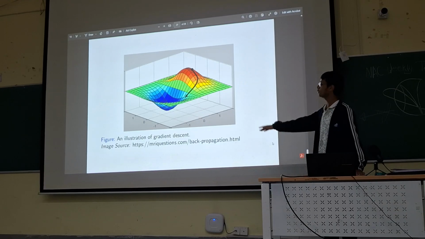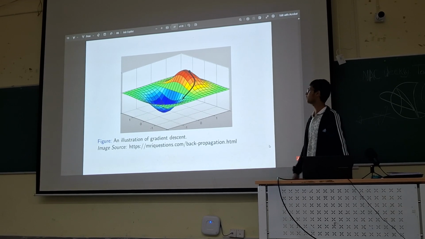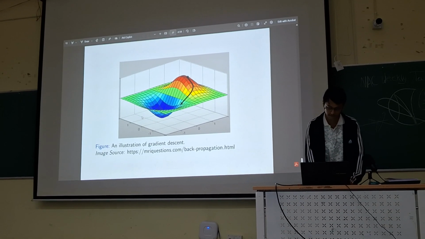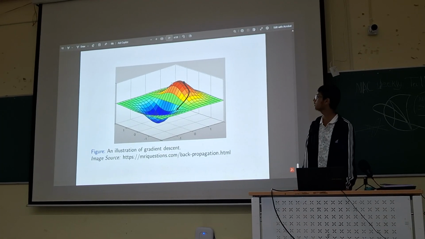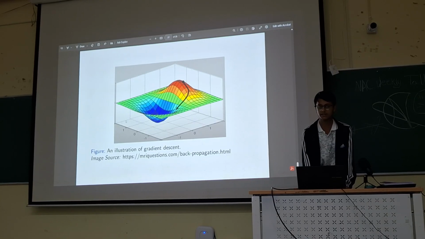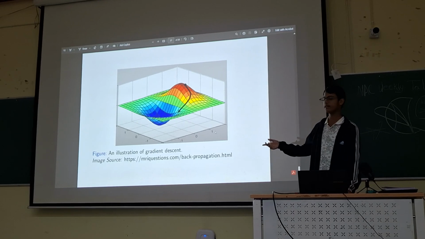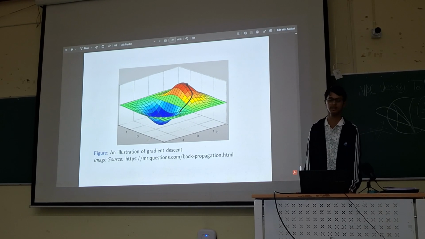Here is a more graphical representation of gradient descent. What you see here is that the z-axis represents the value of the loss function, and the x and y axes are the values of the parameters. Let's say the x-axis represents the pitch angle, and the y-axis represents the strength of the magnetic field.